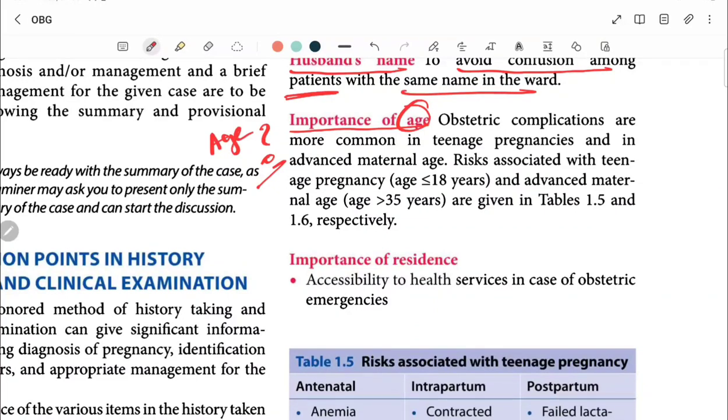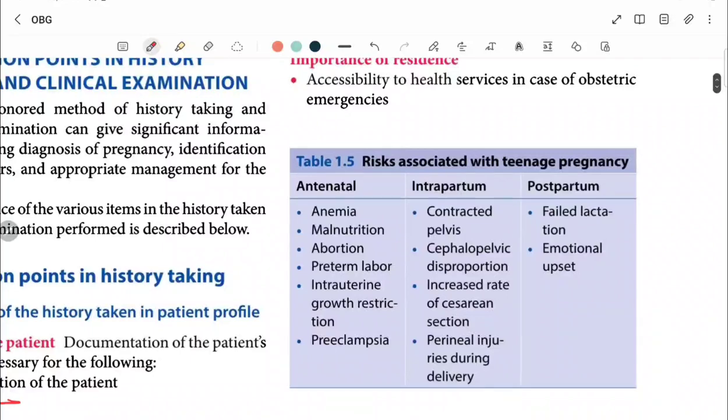Obstetric complications are more common in teenage pregnancies and in advanced maternal age. The risks associated with teenage pregnancy, that is age less than or equal to 18 years, and advanced maternal age, that is age greater than 35 years, are given here. So this is a viva question: what are the risks associated with teenage pregnancy?